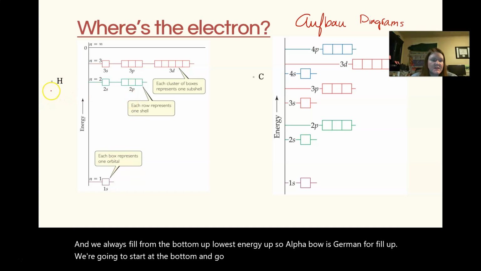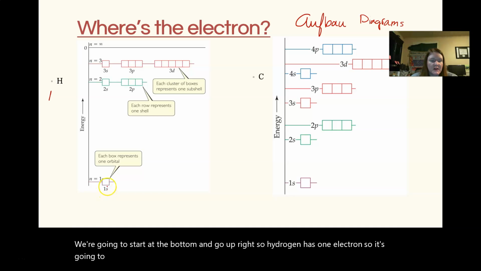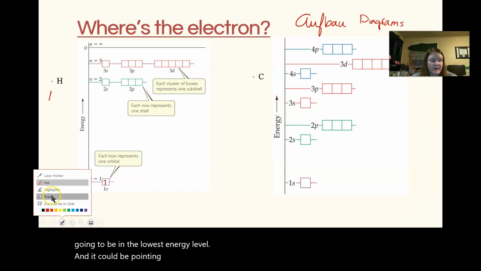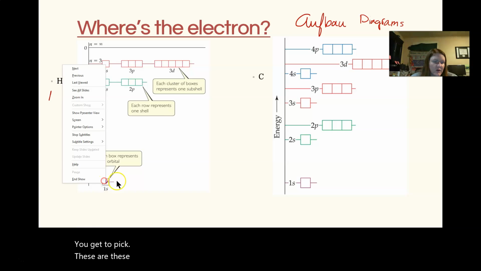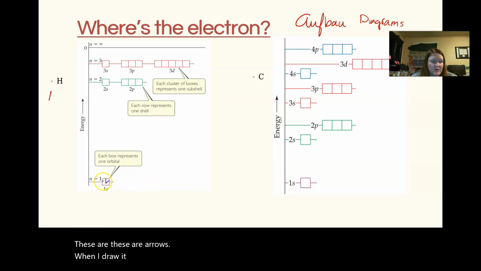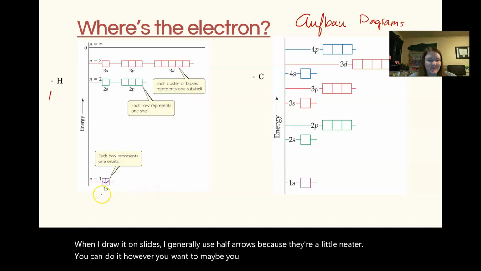So hydrogen has 1 electron, so it's going to be in the lowest energy level, and it could be pointing up. That's one way to do it, but it is equally correct to make it point down. They're both right. You get to pick. These are arrows. When I draw it on slides, I generally use half arrows because they're a little neater. You can do it however you want to.